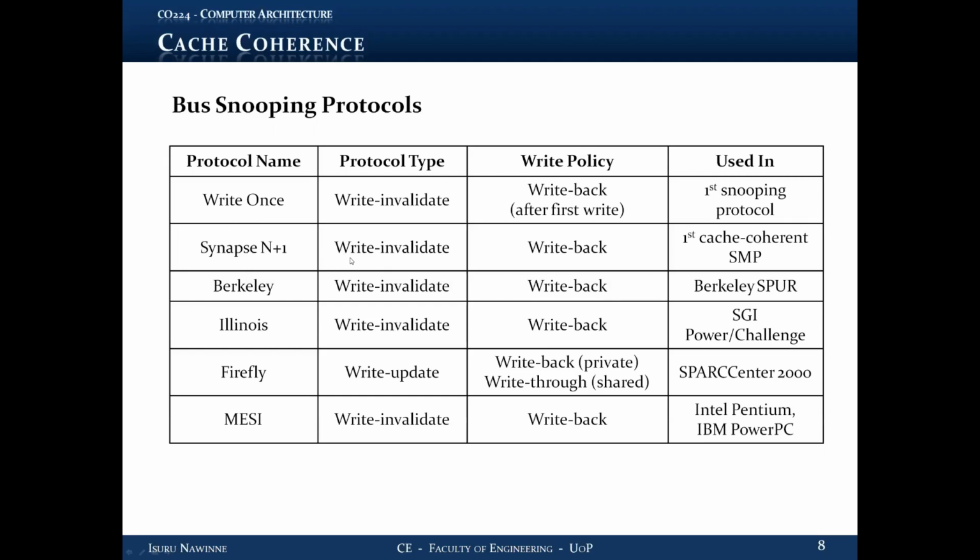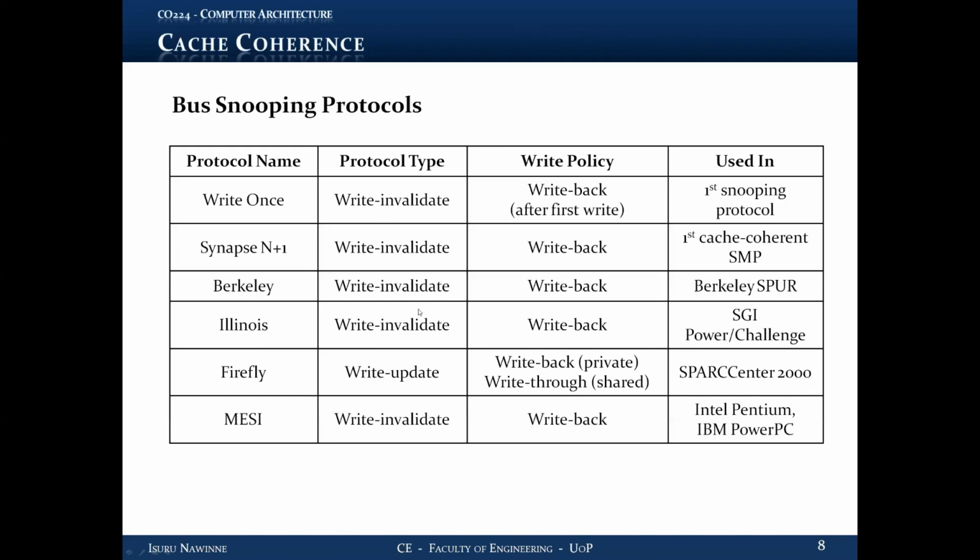So Synapse N+1 is also a write invalidate type protocol, again using a write back type policy in the system, and it's one of the first implemented cache coherency maintaining protocols in symmetric multiprocessors. Then the Berkeley protocol, it's also write invalidate and write back, used in Berkeley's per processor architecture. Illinois protocol, write invalidate, again write back.